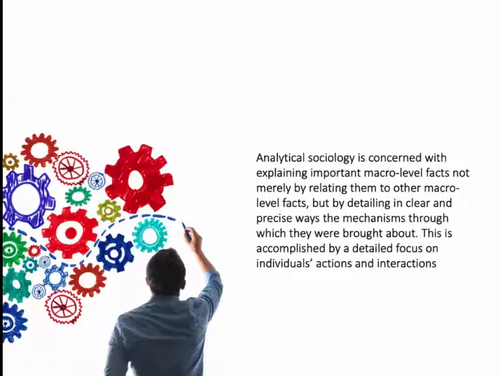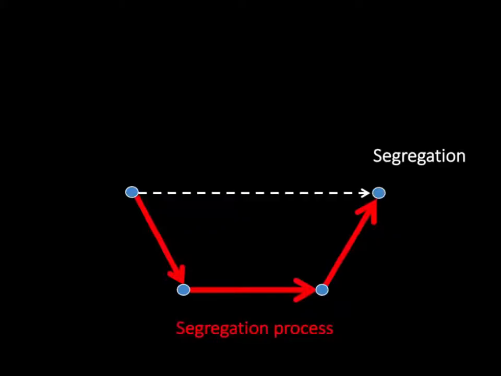Explaining important macro-level facts and middle relations, but detailing in clear and precise ways the mechanisms. So you read these kinds of things and sometimes you think, oh, this is a no-brainer. But no, there's actually something about it. There's a difference between the one thing at the top here and the process that brings it about. And if you want to understand the thing on the top, you need to think about the process that brought it about.